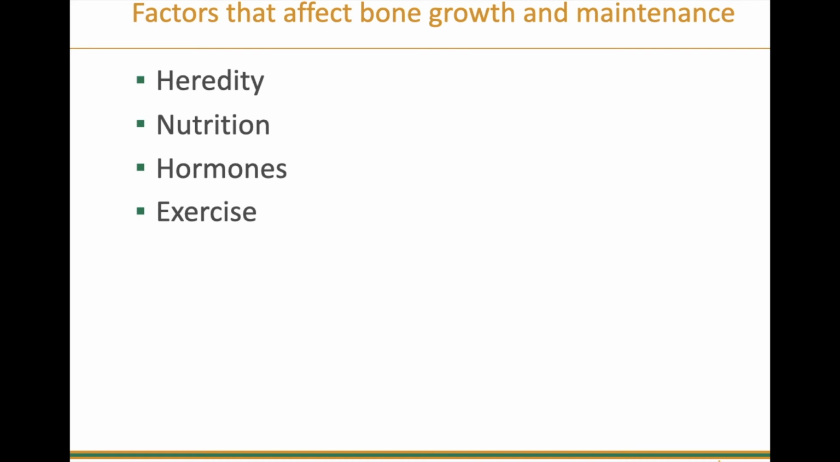Next is 4 factors that affect bone growth and maintenance. So one is heredity. People in tall families tend to be tall. One is nutrition. If you don't get enough nutrition, you can't grow. The other is hormones. You need to have growth hormone as well as other hormones to help you grow. And those hormones are only released if you have proper nutrition.